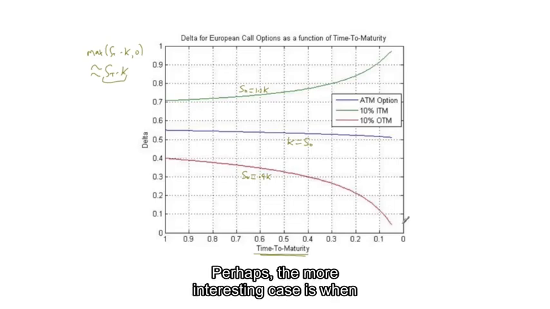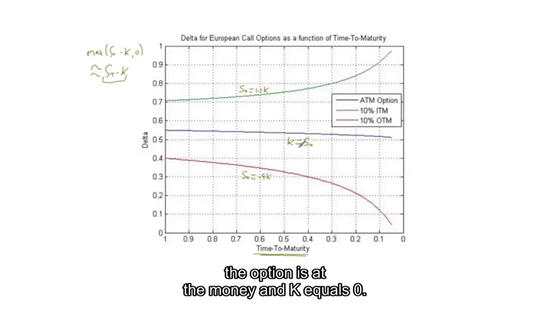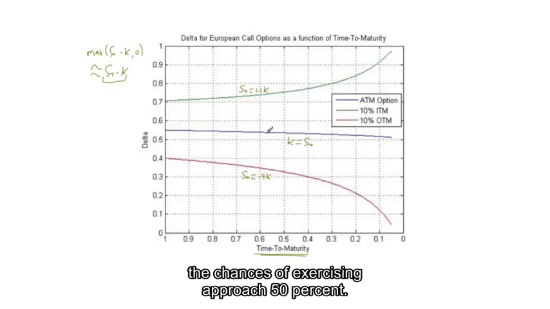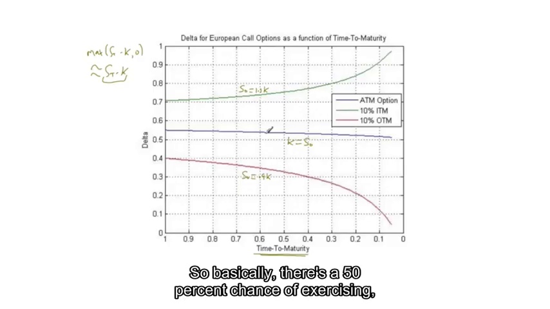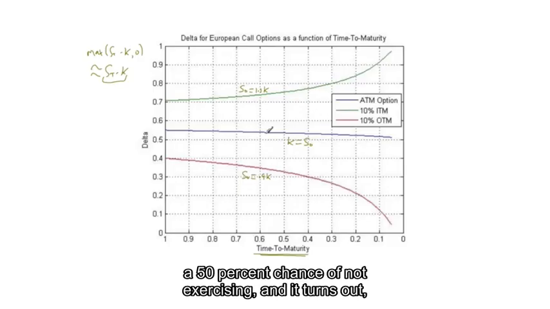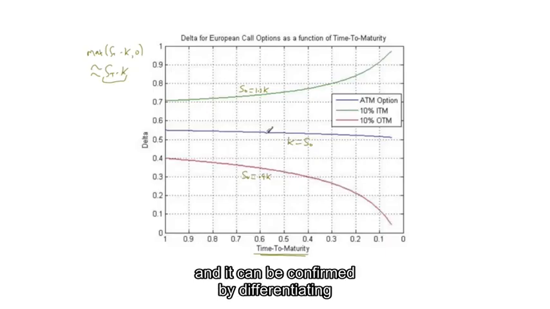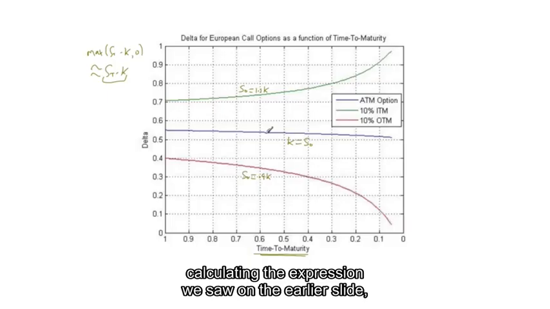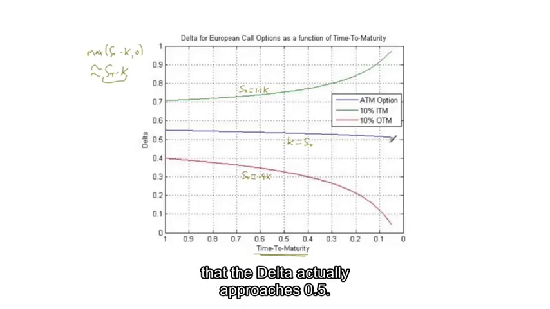Perhaps the more interesting case is when the option is at the money and K equals S0. Well then in that case, and I'm talking approximately here, the chances of exercising approach 50%. So basically there's a 50% chance of exercising, a 50% chance of not exercising, and it turns out, and it can be confirmed by differentiating the Black-Scholes formula or calculating the expression we saw on the earlier slide, that the delta actually approaches 0.5.